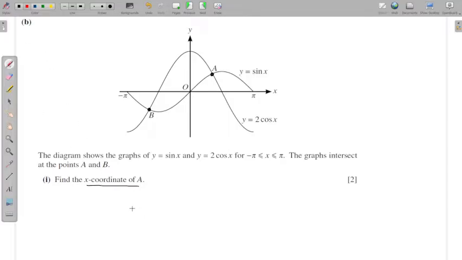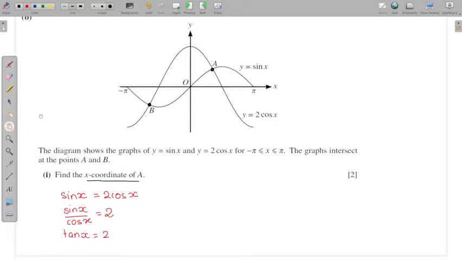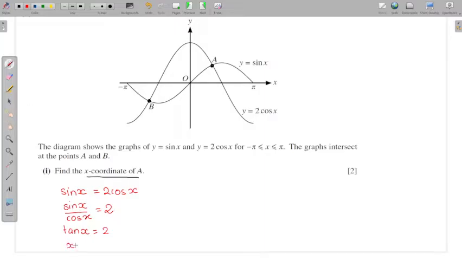If we want to find the points of intersection, we have to equate these two equations. So it will be sine x equal to 2 cos x. Now we can take this cos and bring it to the other side. So it will be sine x by cos x equals 2, that is tan x equal to 2. Ultimately we want to find the x value, so x will be equal to tan inverse of 2.